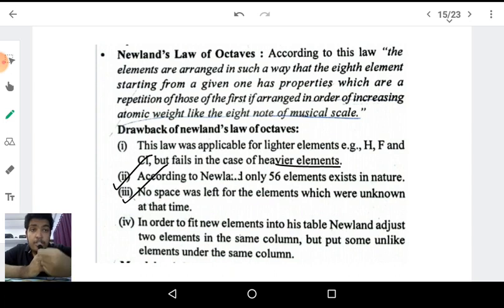In order to fit new elements into his table, Newland adjusted two elements in the same column, and also put some unlike elements in the same column. So that was another drawback. He could not place elements with the same properties in the same column when new elements were discovered. Rather, he put unlike elements in the same column so as to adjust his table. But seeing all these factors, this particular theory, that is Newland's law of octaves, was again disproved.